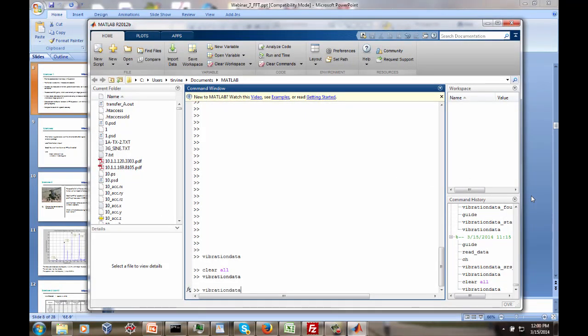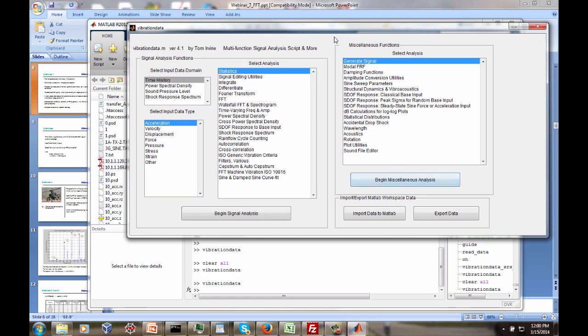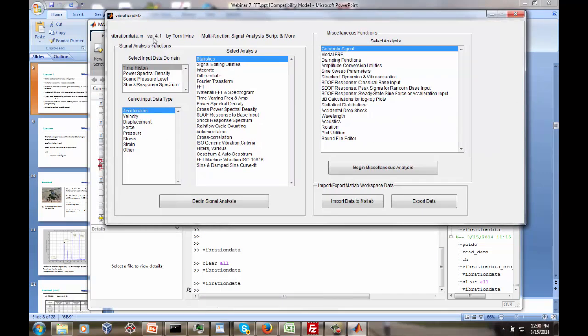So I'm going to type in vibration data. This is our main GUI package. It's up to version 4.1 and rising. So please visit my blog periodically to download the newest version. By the time you actually access this audiovisual file, this could be up to 5 or 6, or who knows how high it will be.